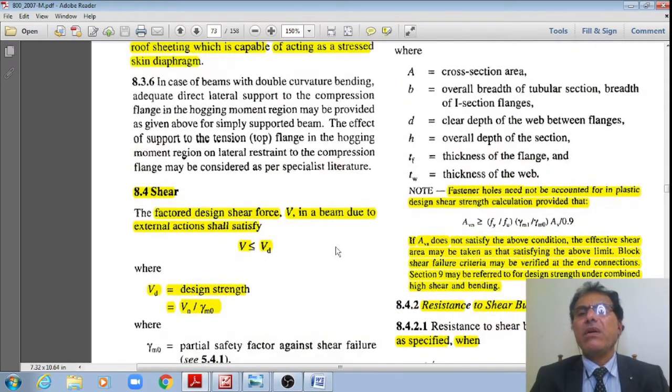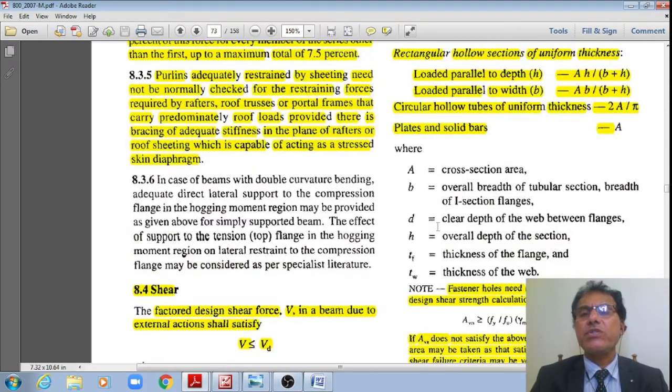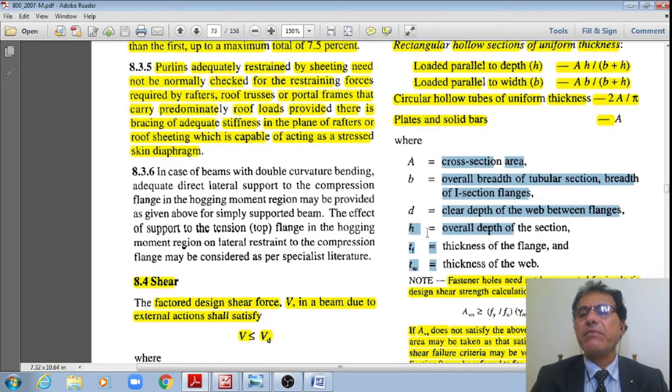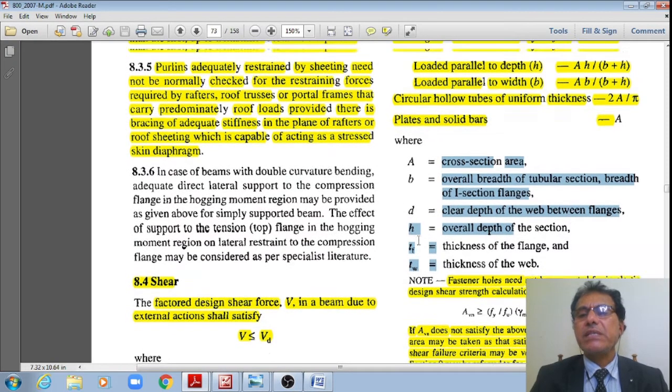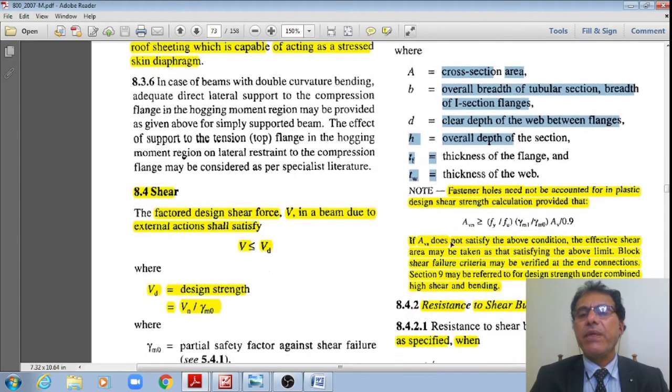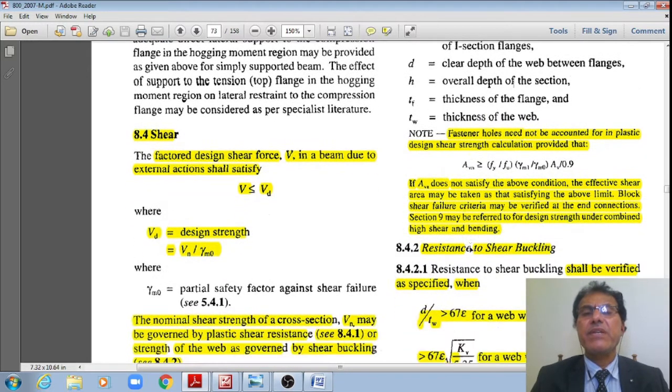Now coming to the notation, students. Just now we have already seen that H is the overall depth of the section, D is the clear depth of the web between the flanges, TF is the thickness of the flange, and TW is the thickness of the web. However, the fastener holes need not be accounted for in the plastic design shear calculations provided AVN is greater than Fy divided by Fu multiplied by gamma M1 divided by gamma M0 multiplied by AV divided by 0.9. Just now you have also seen the previous code specification.